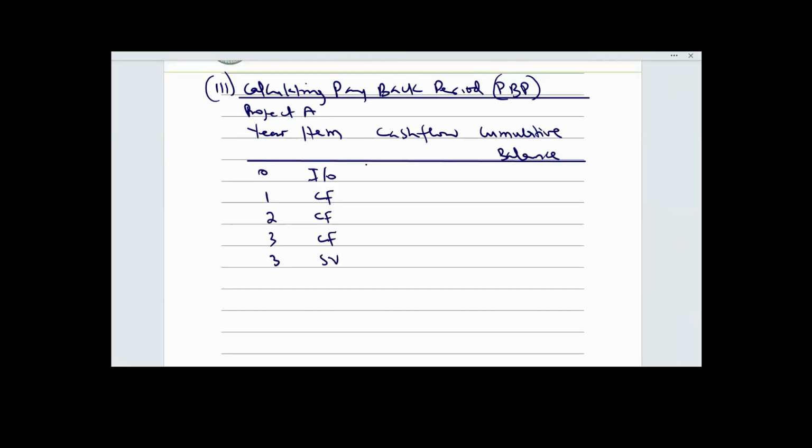For project A, cash flow for year 0 is 200,000. That's the initial outlay. So cash inflow generated for year 1 is 120,000.